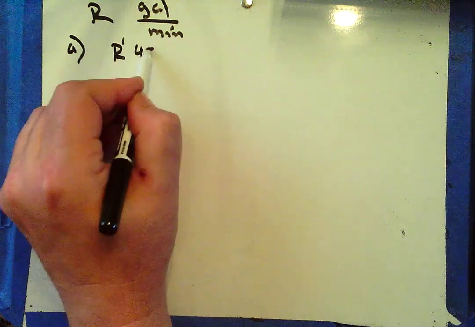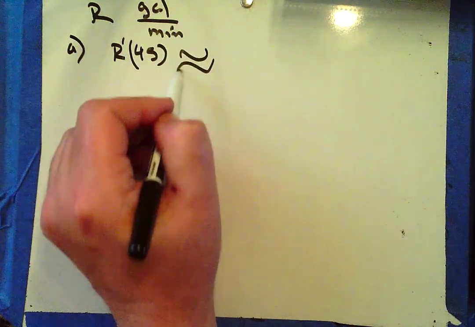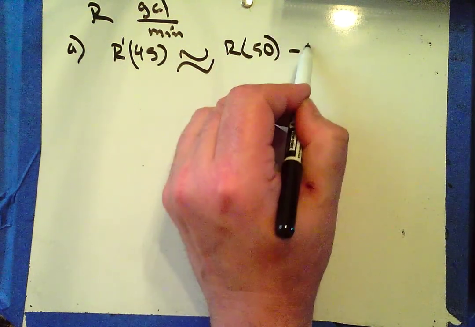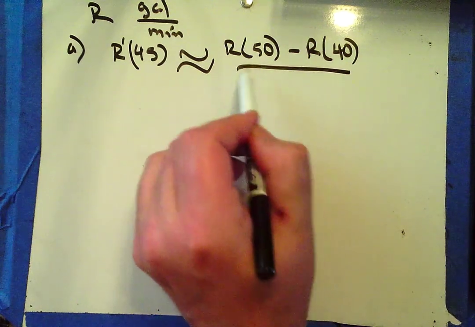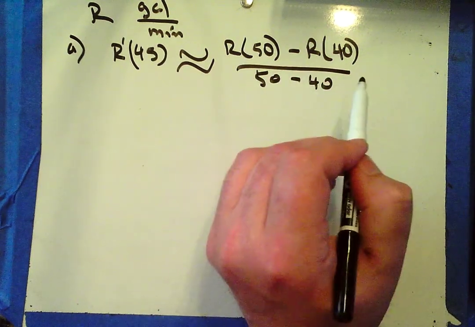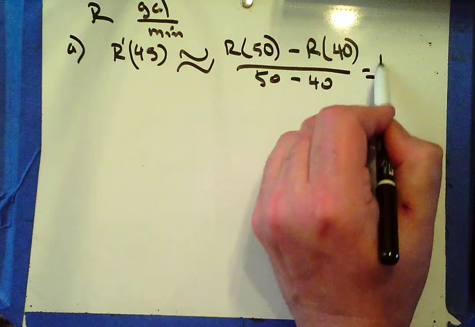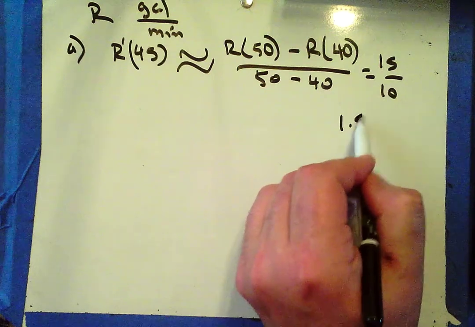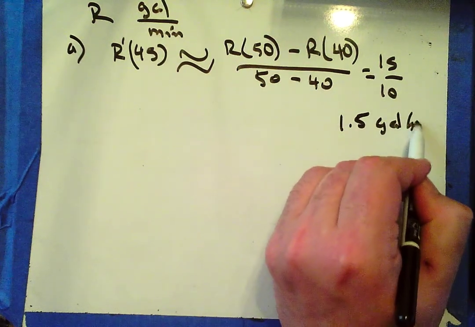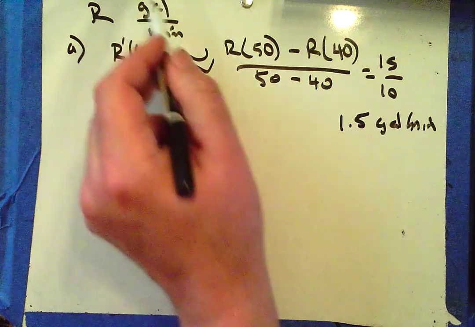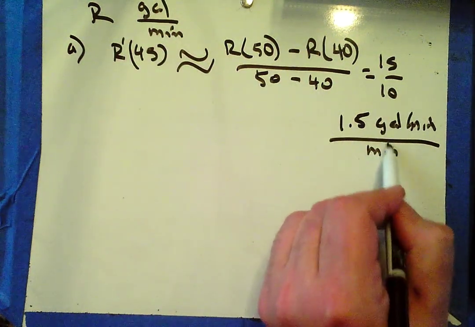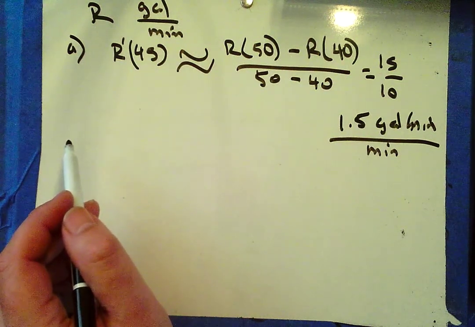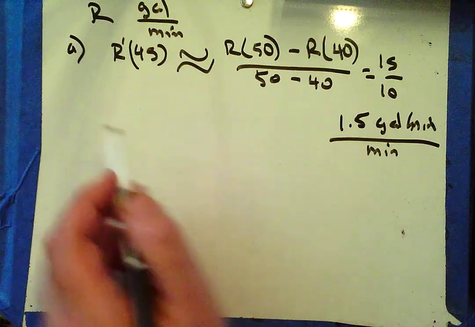R prime of 45. So that's going to be approximately R of 50 minus R of 40 over 50 minus 40, which gives me 15 over 10, or 1.5 gallons per minute. Those were the values for R, remember? And on the bottom, we have minutes. So that's my answer to part A. Do they ask me to show computations, indicate units of measure? Great.